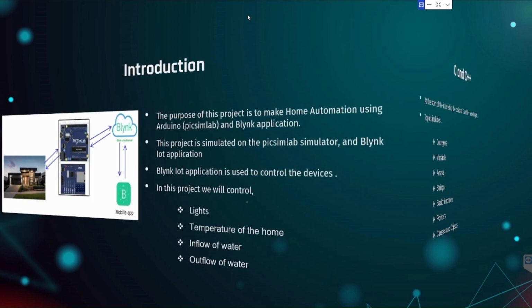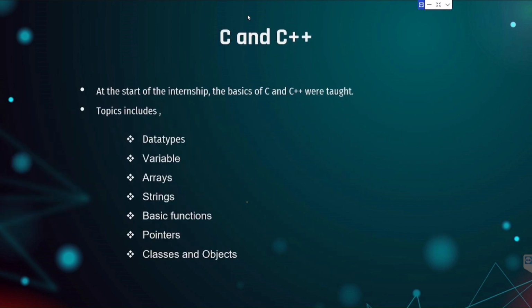Now we will discuss the C and C++ topics that were covered in the internship. At the start of the internship, the basics of C and C++ were taught to us. This topic includes data types, variables, arrays, strings, basic functions, pointers, classes and objects, etc., like constructors and destructors.